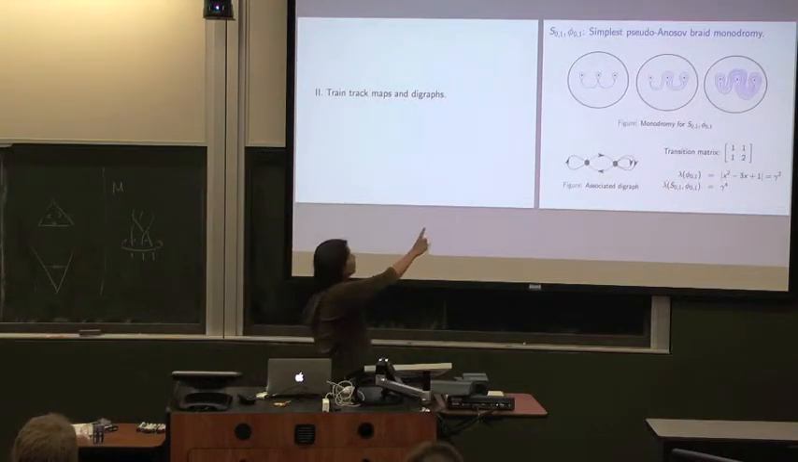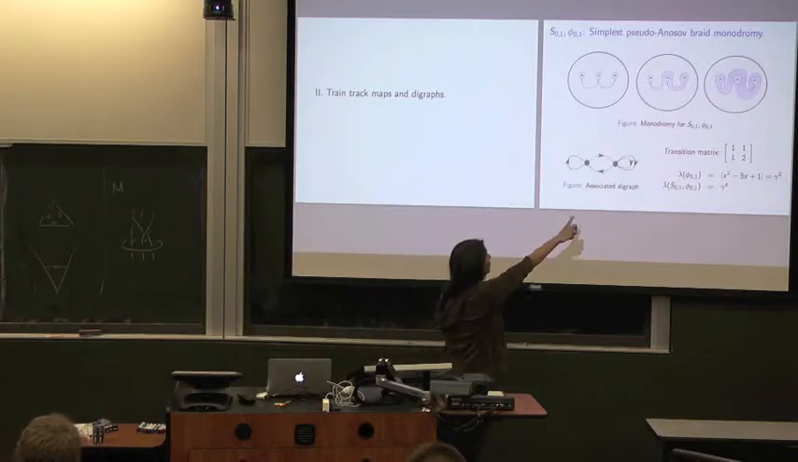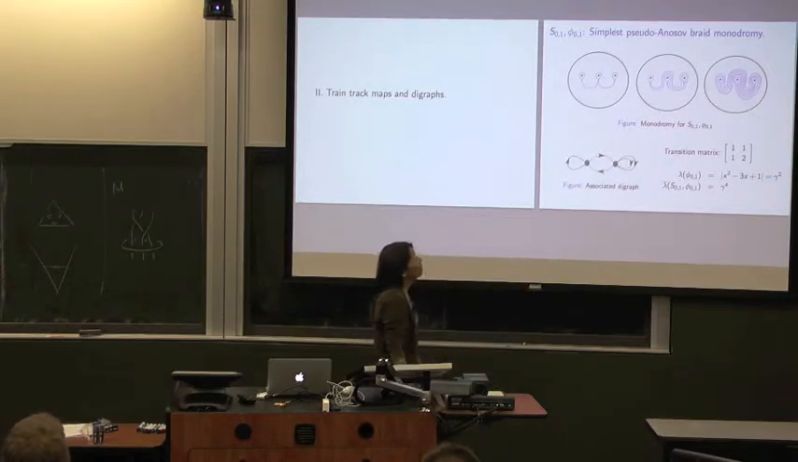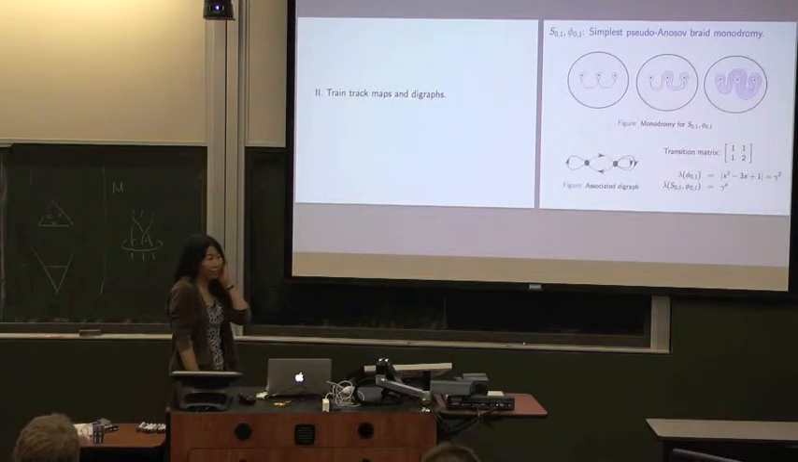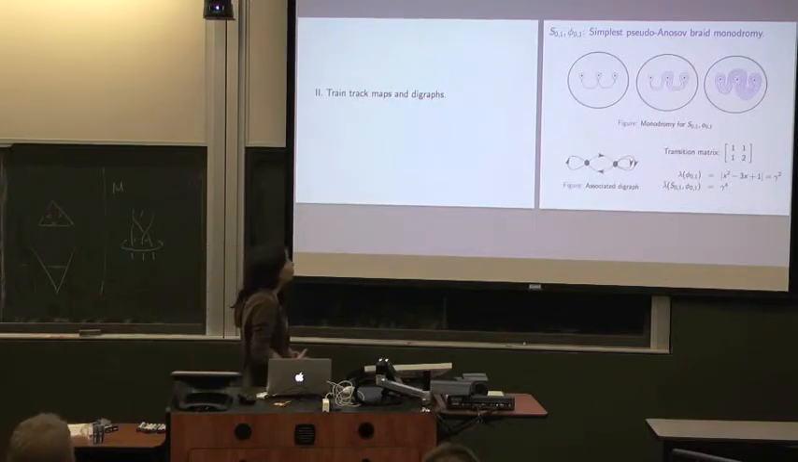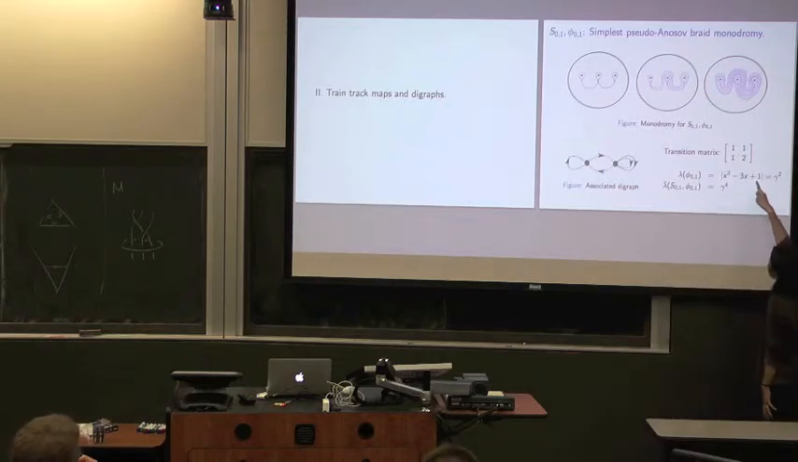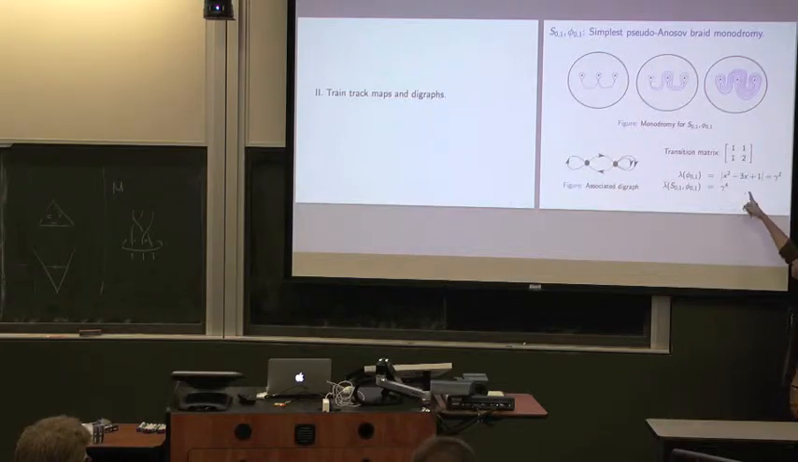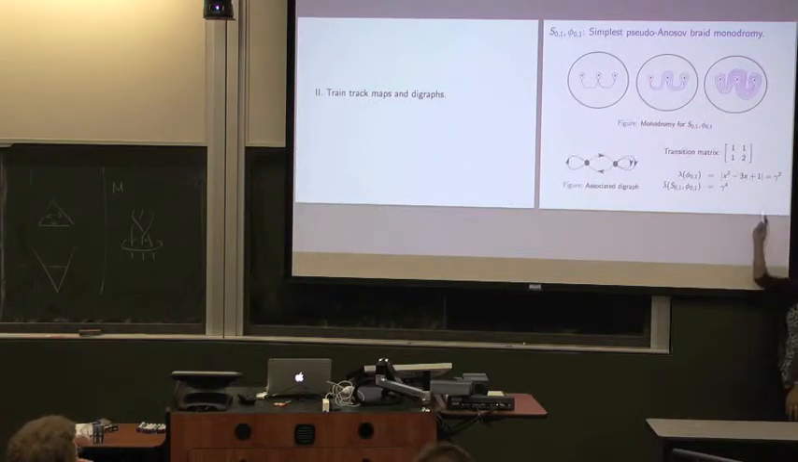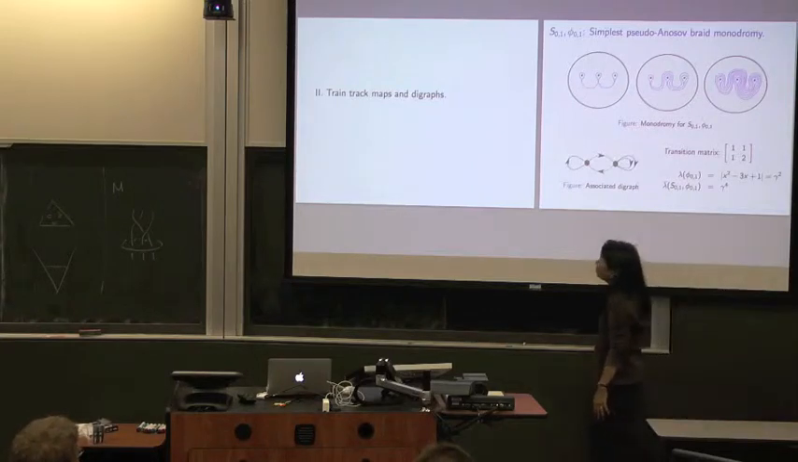And you can see, as you iterate, that the train track shape more or less stays the same. The transition matrix is given by this matrix, and the dilatation will be the largest eigenvalue. This is the characteristic polynomial, so the dilatation is gamma squared, and normalized we get gamma to the 4.